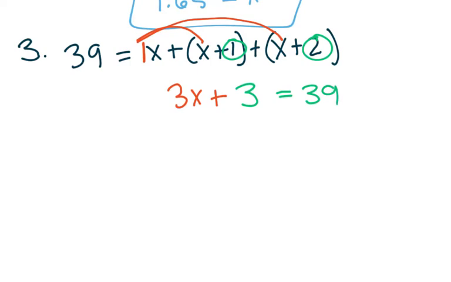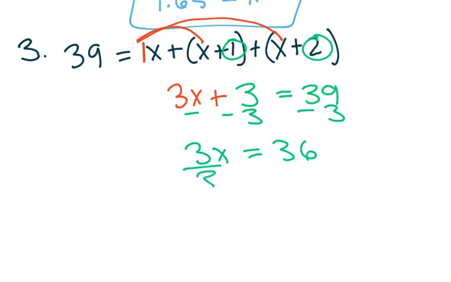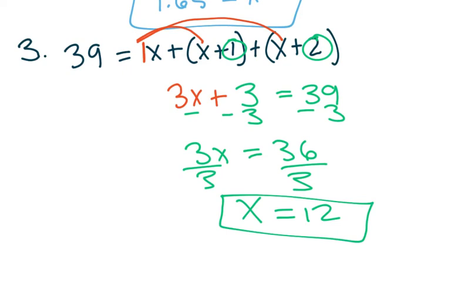We're just going to solve this out. We need to get the x by itself, so we're going to do minus 3. So it's going to be 3x equals 36. Divide this out. And what is 36 divided by 3? It's going to be x equals 12. The youngest sibling is 12 years old.